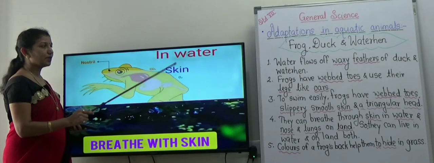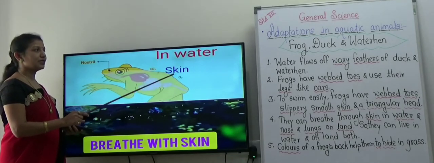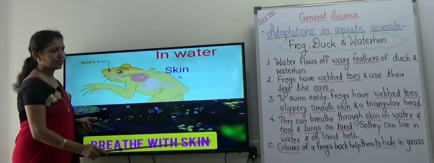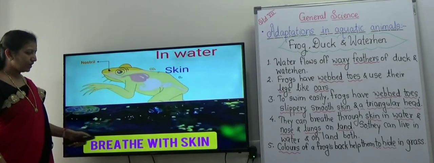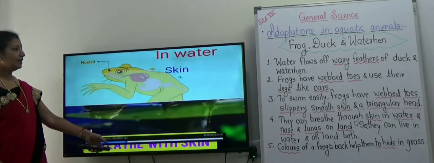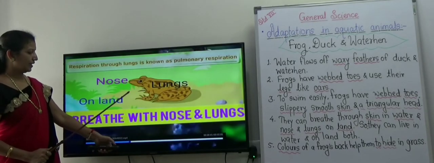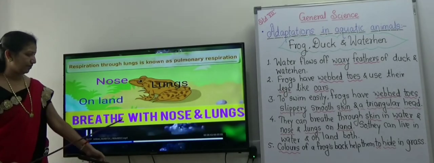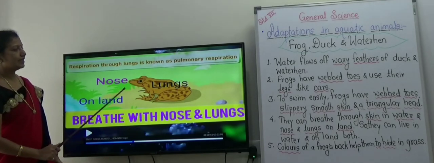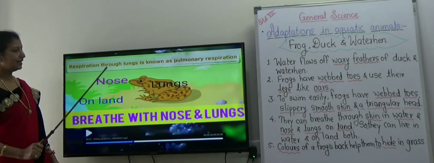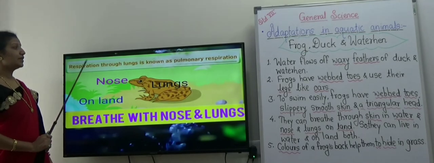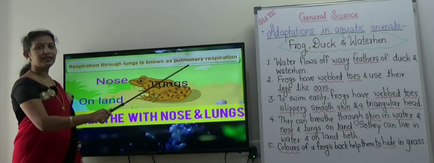So in water, which type of respiration takes place? Cutaneous respiration takes place in water. They can breathe through skin in water. And whenever they are on land, they breathe with the help of nose and lungs. Like us, they use their nose and lungs for respiration. So respiration through lungs is known as pulmonary respiration.